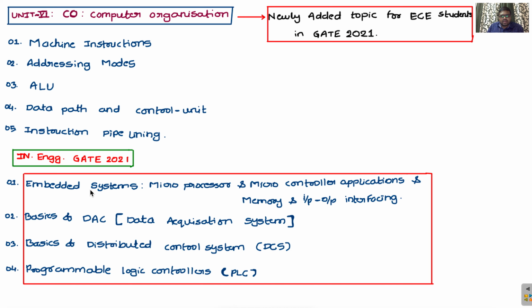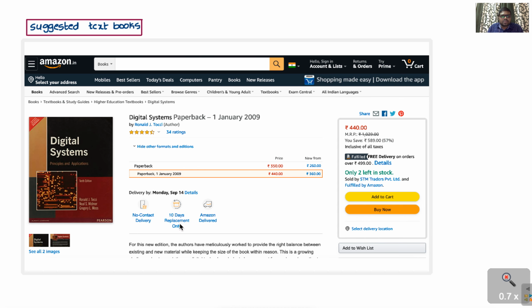Now I will give the suggested reference textbooks here. The first is Digital Systems: Principles and Applications by Ronald J. Tocci. This is purely for the digital electronics course, and many examples are given in this textbook. It is exclusively for the digital electronics course.